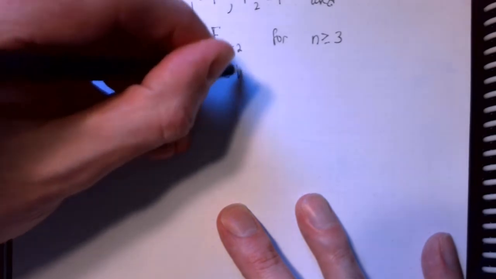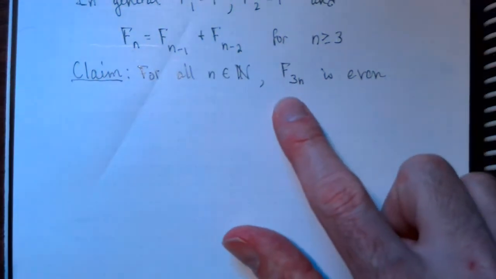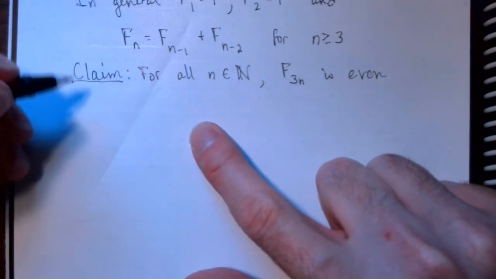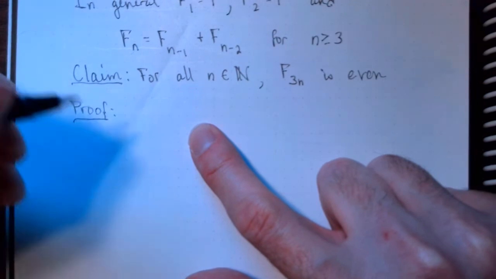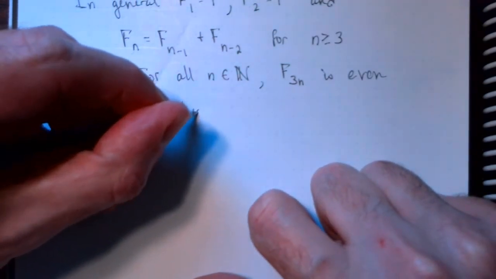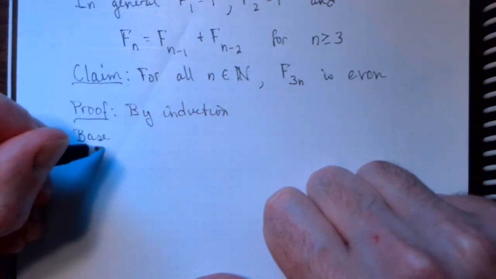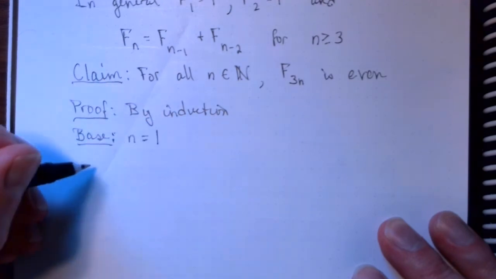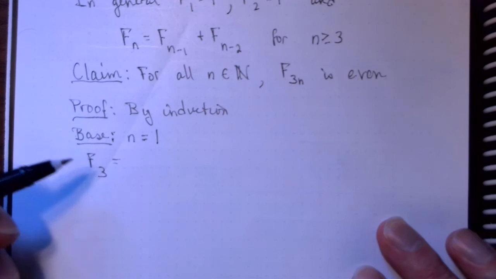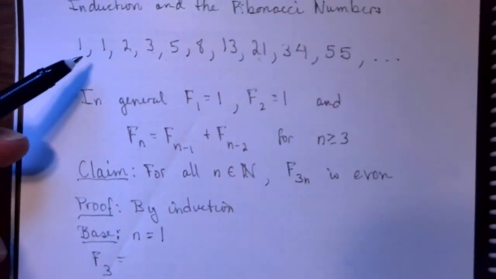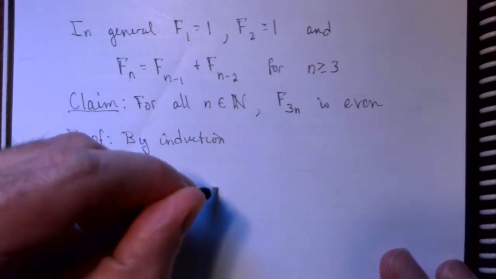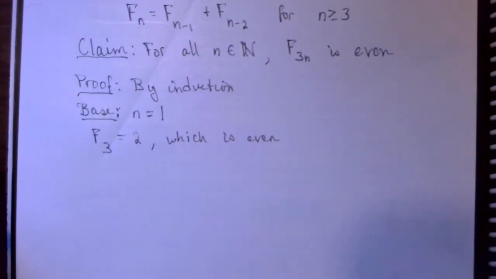For all natural numbers n, F3n is even. Okay, so whenever we see this in a claim, that indicates that our proof will probably use mathematical induction. So let's try that. And of course, we remember from the last video that we should always start with the base case. And the base case is when n equals 1. So the claim in the base case is about F3. And we can see right up here, F1 is 1, F2 is 1, F3 is 2, which is even. Okay, so the claim holds when n equals 1.